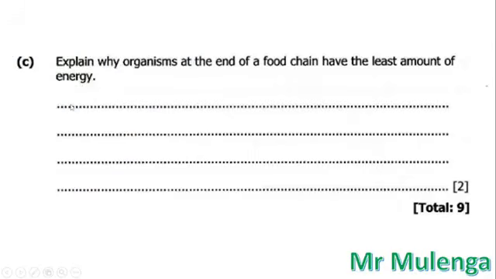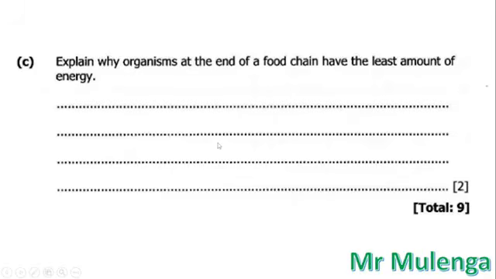Okay, so this is our question C right here. Our question C reads: Explain why organisms at the end of a food chain have the least amount of energy. So we need to explain why the organisms at the end of the food chain have the least amount of what? Energy. The producers are going to have the highest amount of energy because it's the initial trophic level. It's going to be 100.